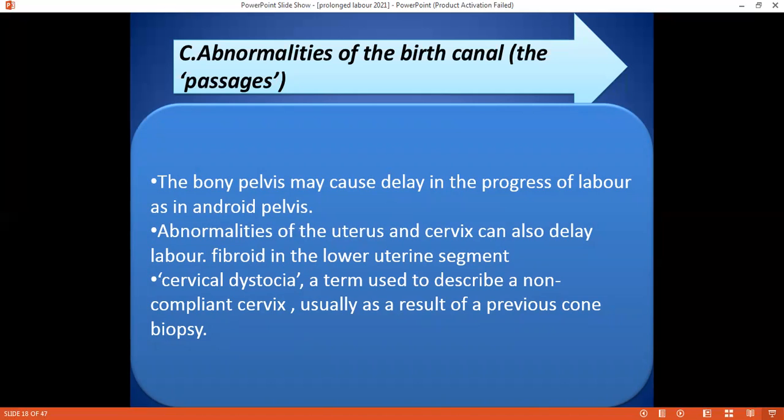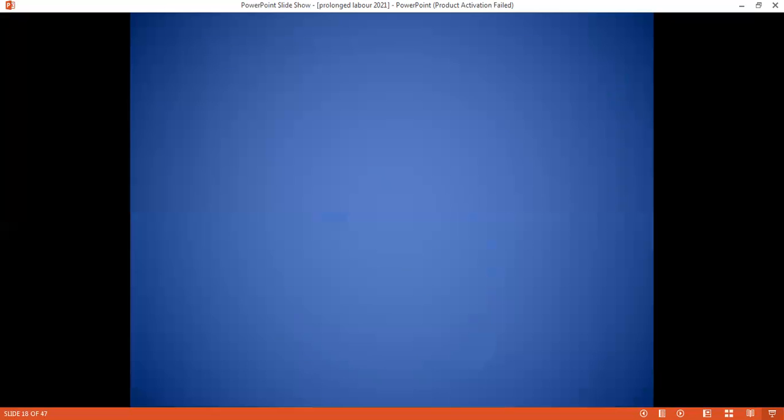Cervical dystocia, which is an uncompliant cervix. This cervix will not be dilated to allow delivery, possibly after cervical surgery, for example, cone biopsy, excision of part of the cervix. This will cause stenosis and will not allow the cervix to dilate to allow normal labor.